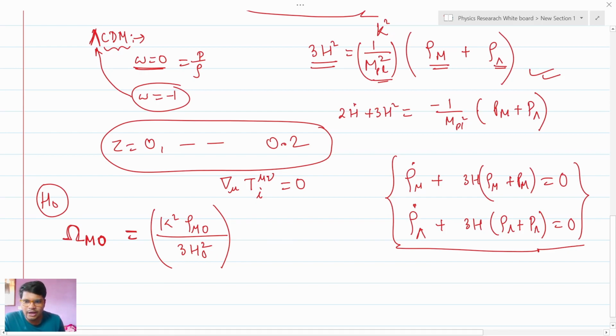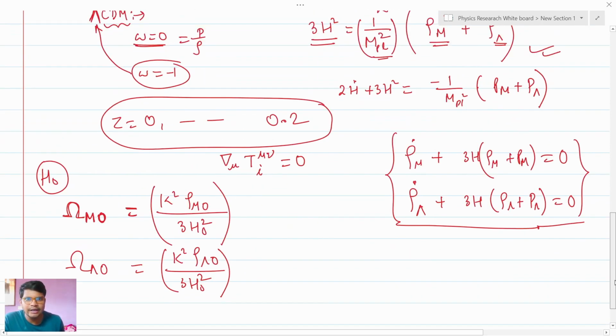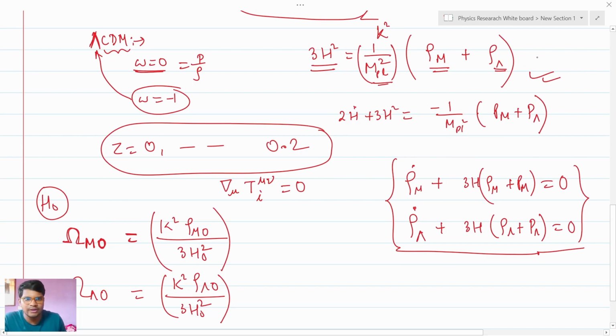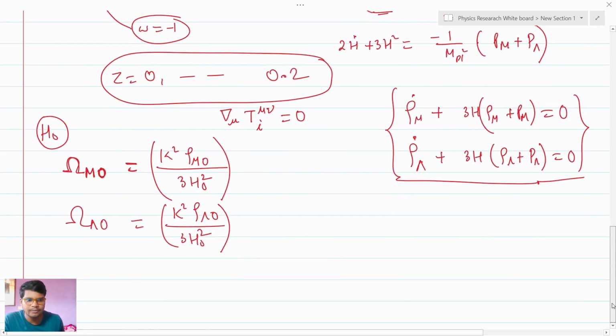On the other hand, you have rho lambda. So I can just estimate omega lambda0 is equal to kappa square rho lambda0 over 3H0 square. Now you may say, okay, why are you doing it? We are actually trying to get H from H0. So what we can do, we can use this equation 3H square. I can write H square over H0 square is equal to kappa square over 3H0 square, and then rho m plus rho lambda, right?